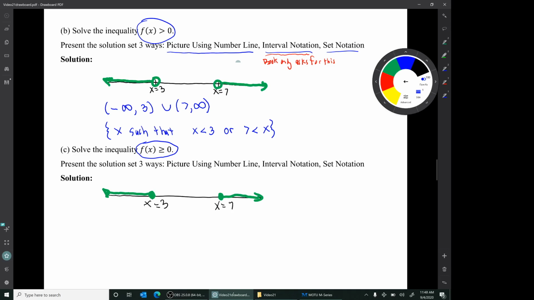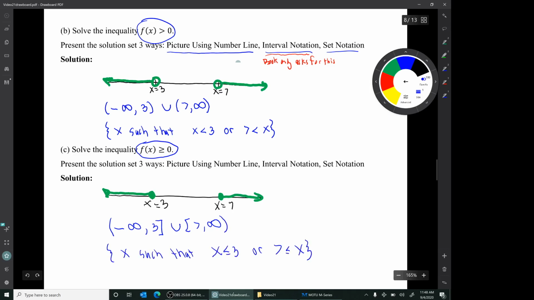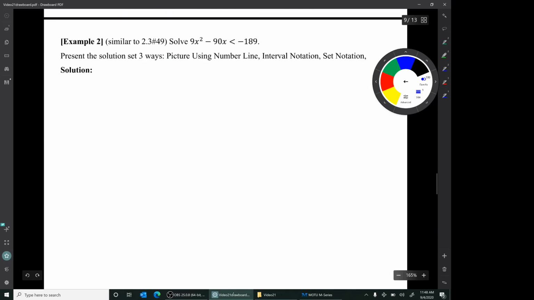The intervals are going to be what are called half-open intervals. And in set notation, the solution set looks like that. That's the end of that example.